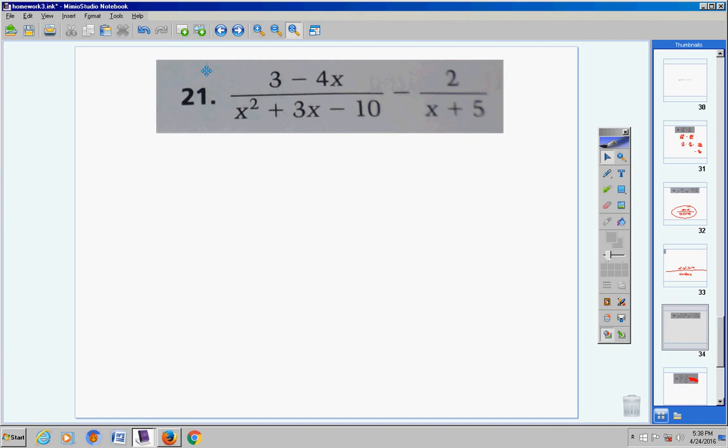Okay, we are going to combine these two fractions. So let's get a common denominator. Always factor your denominators if you can. You cannot pull anything common. What two numbers when multiplied together give you negative 10, and when added together give you a positive 3? I'm thinking of positive 5 and negative 2. So let's go ahead and put our factorization. X positive 5, x negative 2. So there's the factorization for this right here.